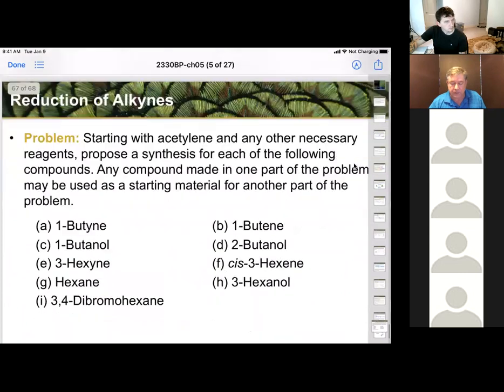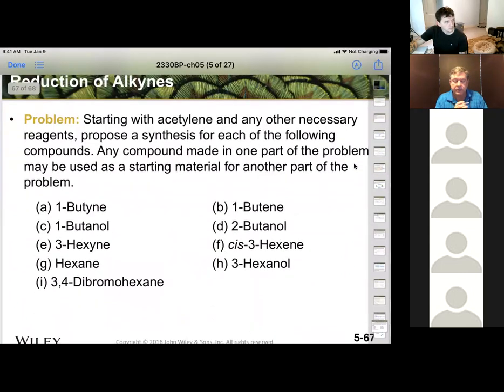Okay, so starting with acetylene and any other necessary reagents, propose a synthesis for the following compound. I'm going to do one of them, and then I want you to go ahead and do the rest of them. So when we're talking about this, we want to think about building this from acetylene. So when we pick one of these, we want to actually start with drawing the final product. In this case, let's do this one. This one looks hard. So we'll do this one and see how to build it up.